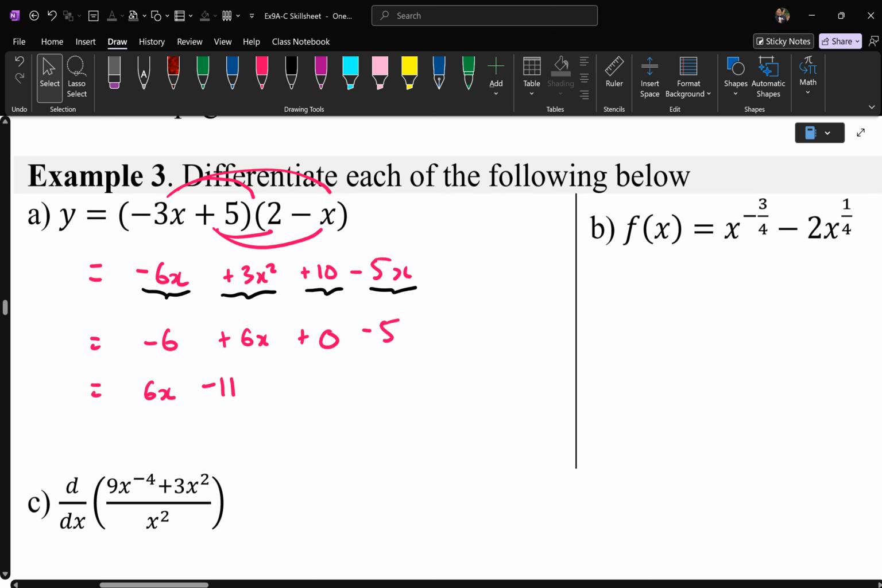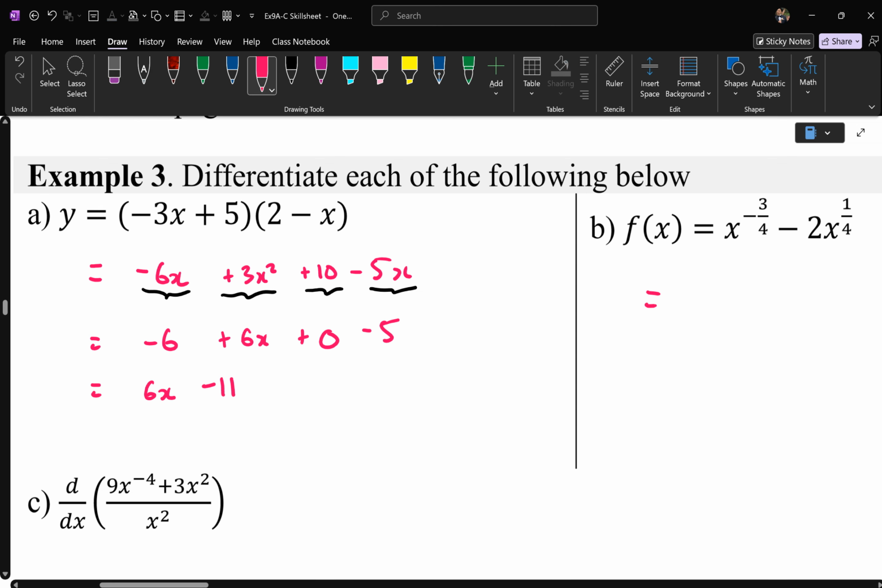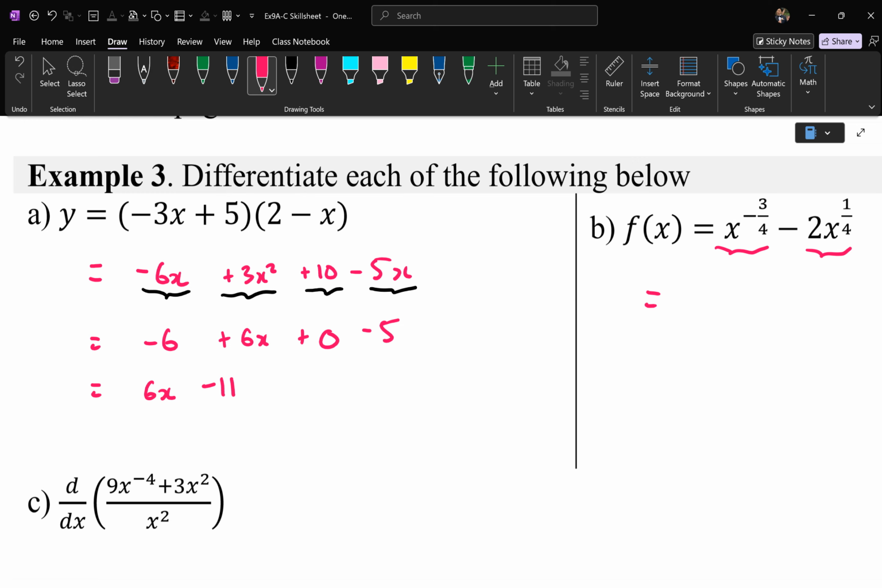So B has f of x equal to x to the power of negative 3/4 minus 2 times x to the power of a quarter. I think that was exercise 9. You're still part of 9C. So, they're in individual terms. You have x to the power of negative 3/4 and then minus 2x to the power of a quarter. What's the derivative for x to the power of negative 3/4?